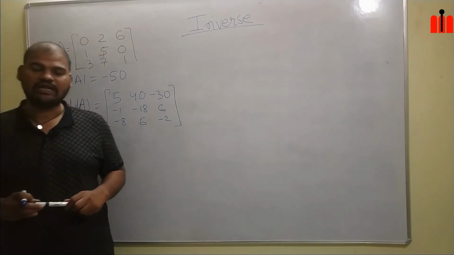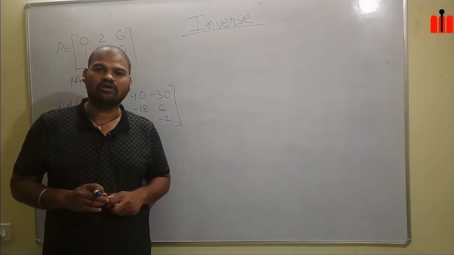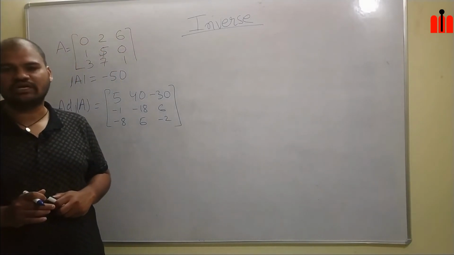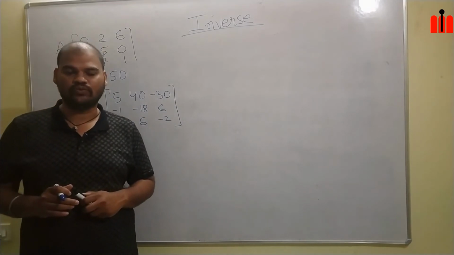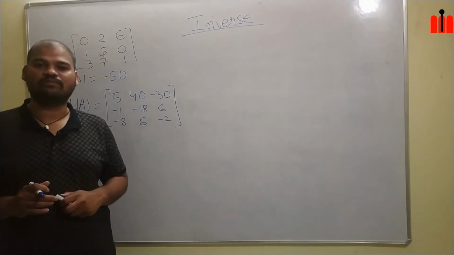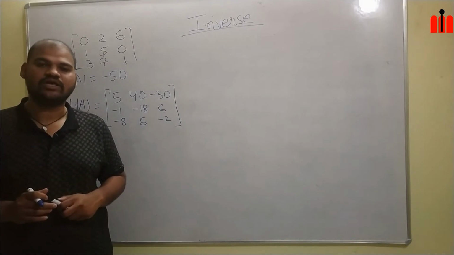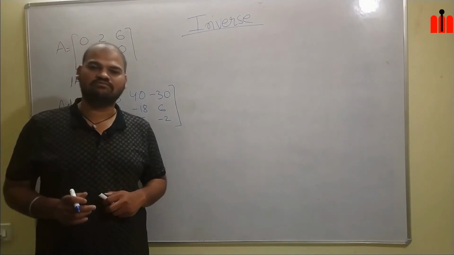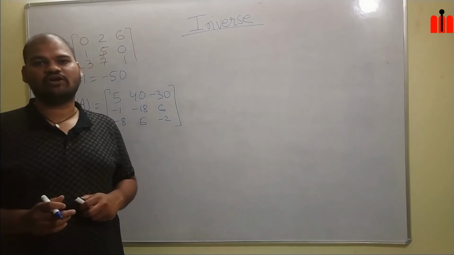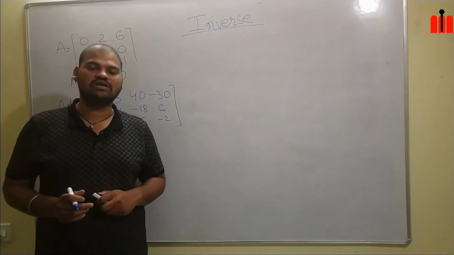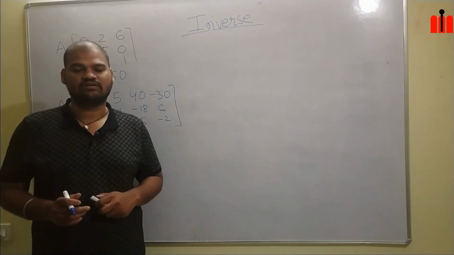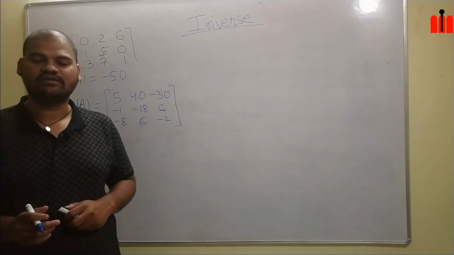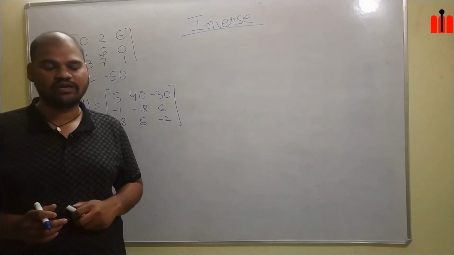You might be aware of the inverse of numbers. Suppose a number is 2, then its inverse is 1 by 2. So what is the inverse? The multiplicative inverse is 1 by 2. What is a multiplicative inverse? The multiplicative inverse of a number is a number such that the product of the multiplicative inverse and the number is 1.